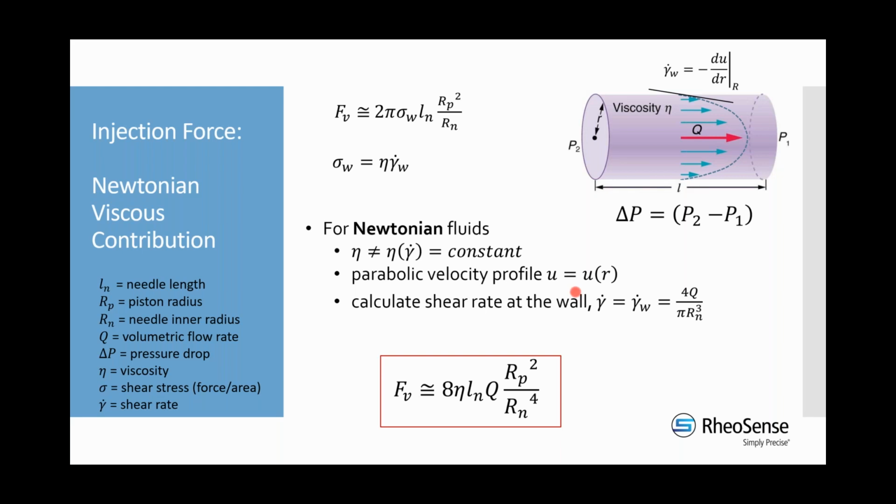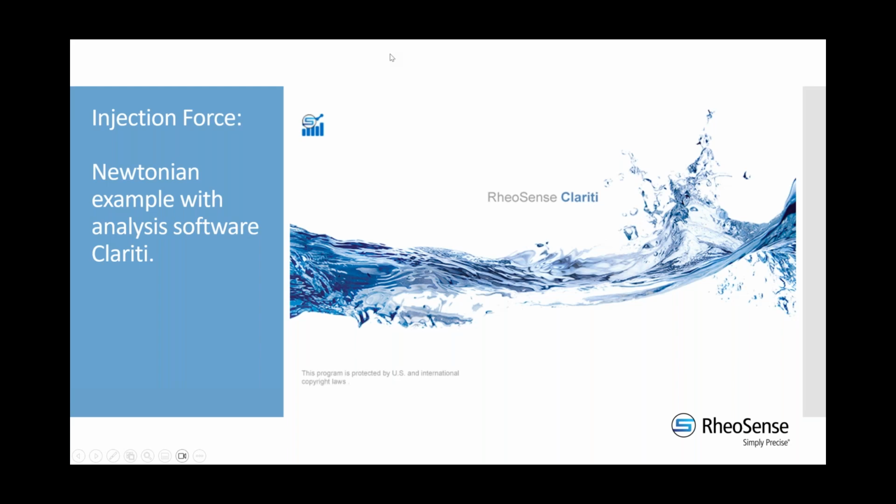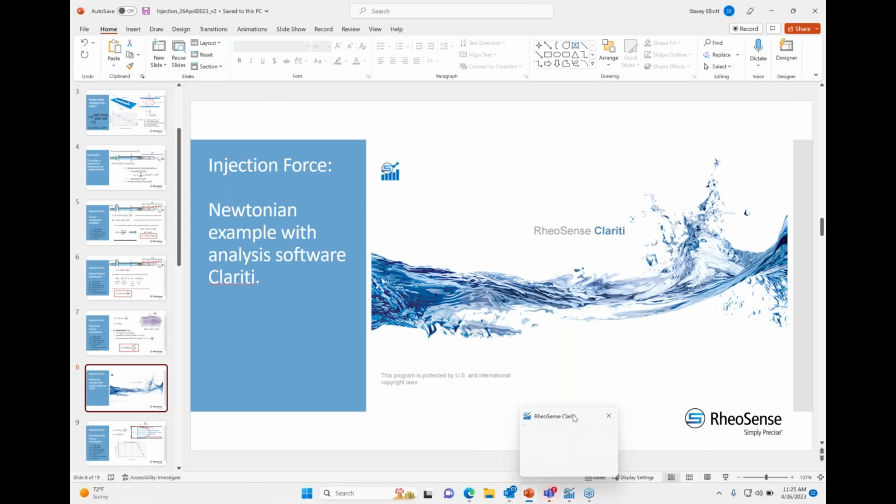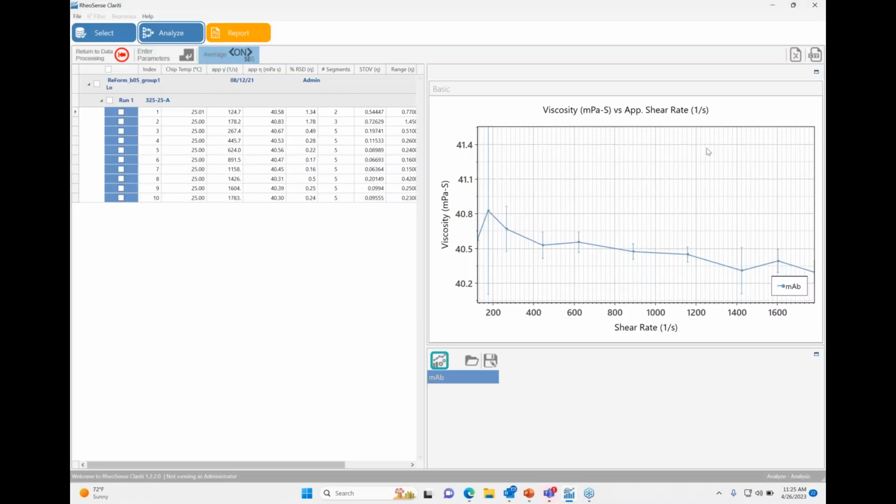So I'm going to step aside here and use our analysis package, which we refer to as Clarity. So I'm going to stop the show for a second and go to Clarity. So hopefully, let me just check the panel. It looks like this is something you're seeing.